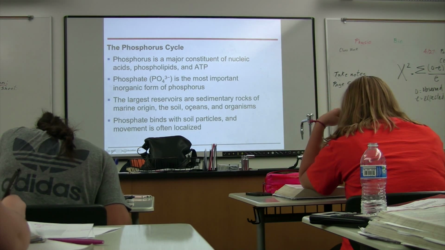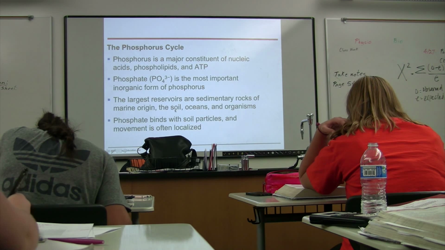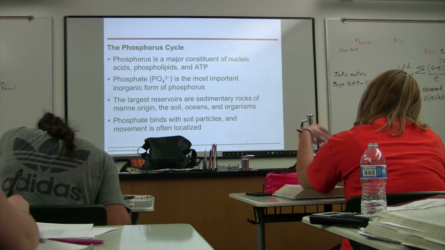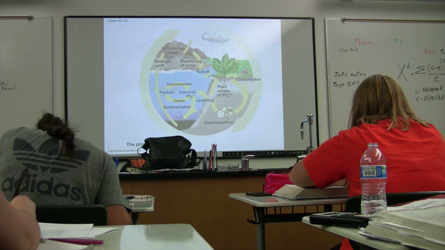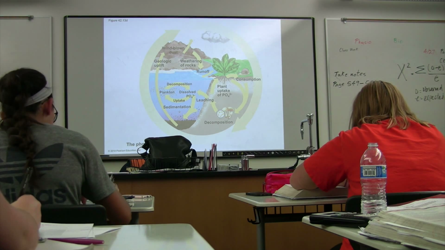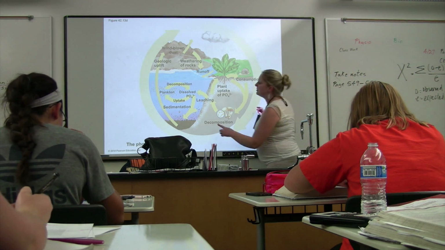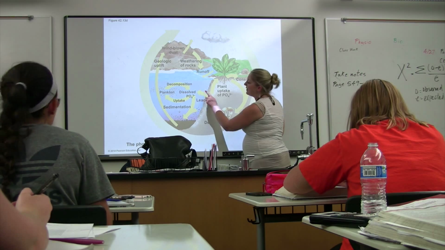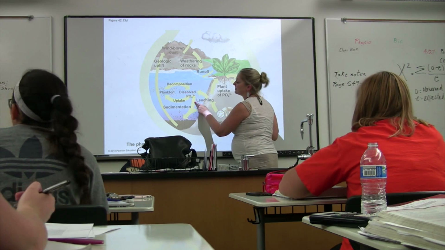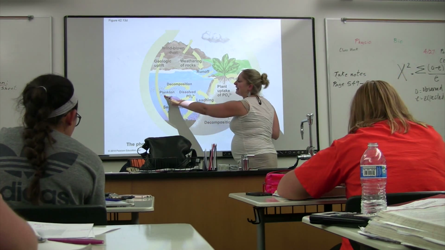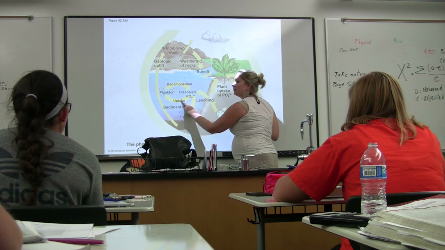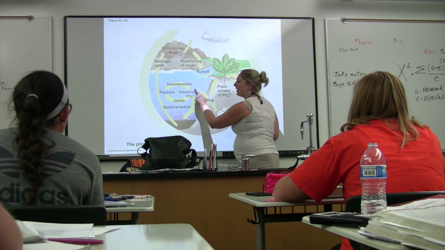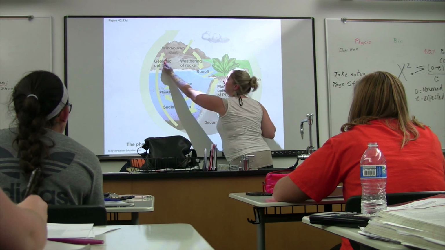Largest reservoirs are sedimentary rock with marine origin, the soil, oceans, and organisms. Phosphate binds to these soil particles and movement is localized. So basically what you can see here is you can see leaching that's happening. You have dissolved phosphate that occurs, plankton taking it up, plankton breaking it down, plankton taking it up, plankton breaking it down. Geological uplift that occurs.